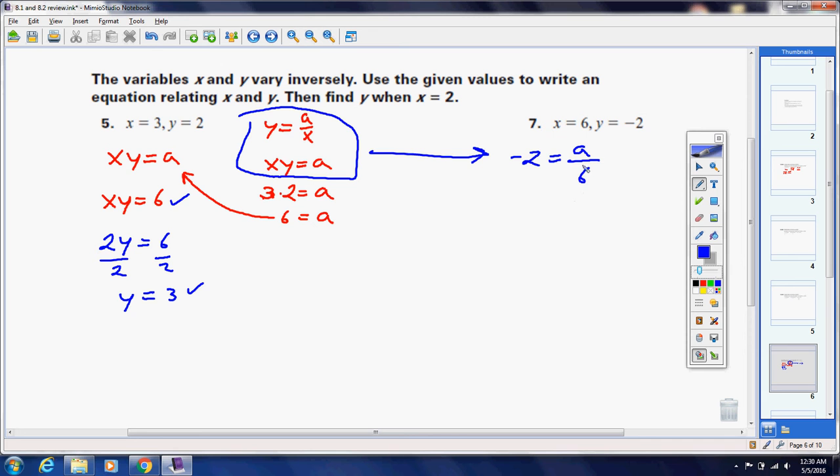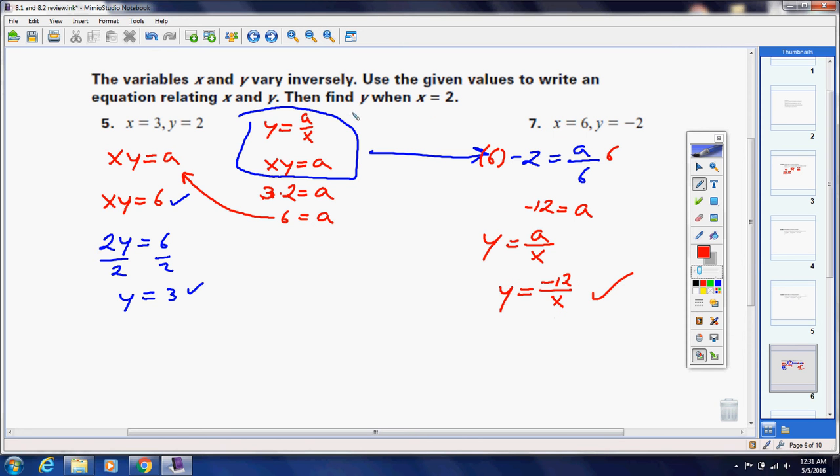To find what a equals, I'm going to multiply each side of the equation by 6. And I end up with a equals -12. So let me plug that in for a. Pull up one of my general forms here again. I'm using this one this time. y equals a over x. And I know what a equals now, so I just plug that in. y equals -12 over x. So there's my equation.